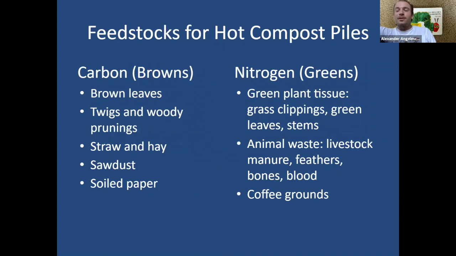So an elaboration of our feedstocks, carbons, browns, and nitrogens. Like we talked about, brown leaves. Here for nitrogens, green plant tissue. As Roger pointed out, we have grass clippings, stems, leaves. Pretty straightforward, this one. So I believe Simon will be taking over the next portion of our presentation. I'll jump into the driver's seat.